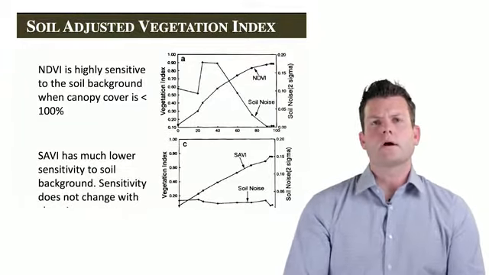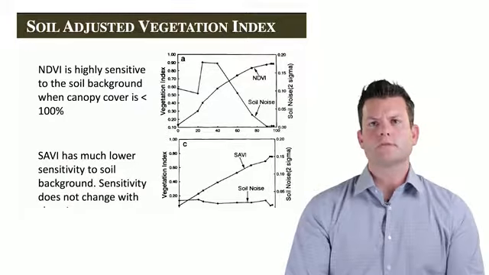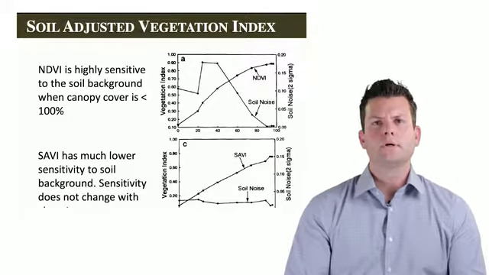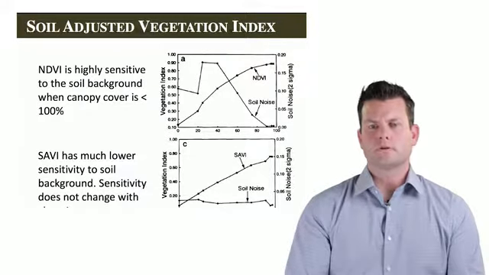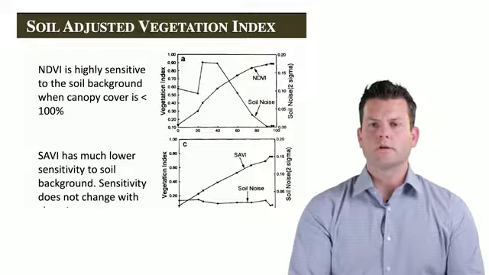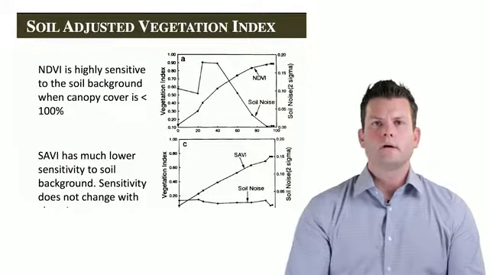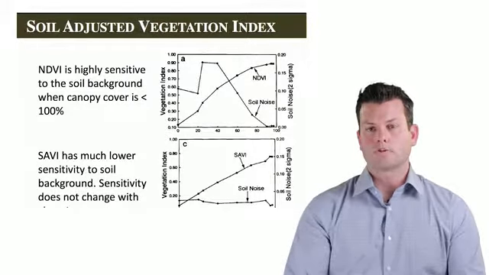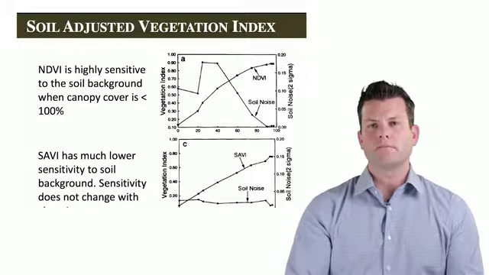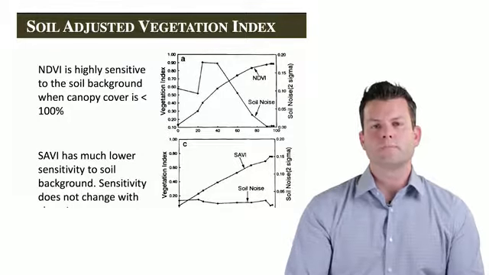You can see here that the Soil Adjusted Vegetation Index, or SAVI, tends to have much lower sensitivity to the soil background. Stepping through the figures in the upper right, along the x-axis we have percent green cover scaling from low to high. As we go from low to high green cover, NDVI increases as we would expect. However, the amount of soil noise contributing to the NDVI signal is pretty high until we get to canopy covers pretty close to 100%.